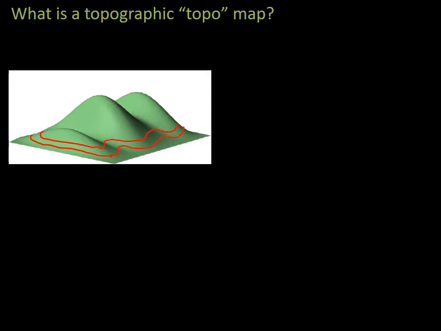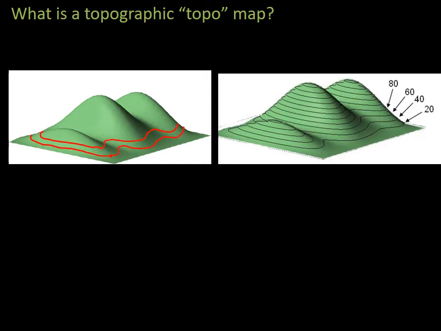So if we continue to repeat this process at increasingly higher elevations, each line representing a specific elevation, it would look like this. So here are the corresponding topographic lines or contour lines drawn on this hypothetical landscape. Labeled with numbers, these might represent feet or meters, depending on which type of map that you're using. But in any case, each line represents a constant elevation.